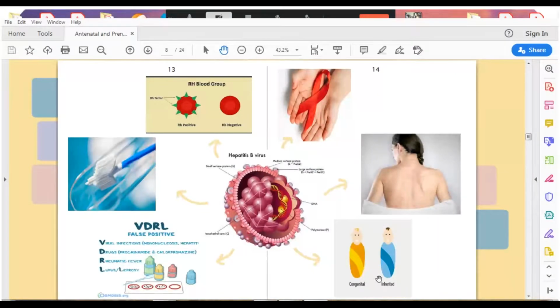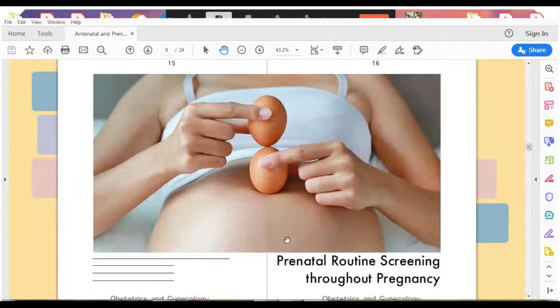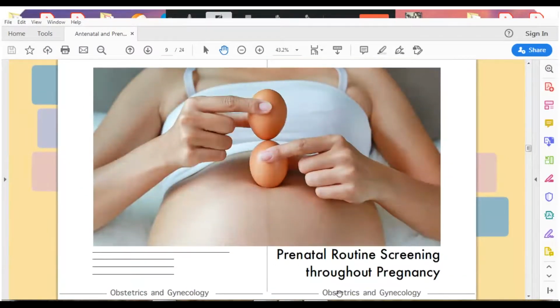Inherited or congenital conditions: some moms, due to their ethnicity, are more predisposed to a condition. For example, African moms have a high likelihood of suffering from sickle cell anemia or carrying the genes for sickle cell anemia, and we can test that. For Jews, Tay-Sachs disease. For Caucasians, we can test for cystic fibrosis.